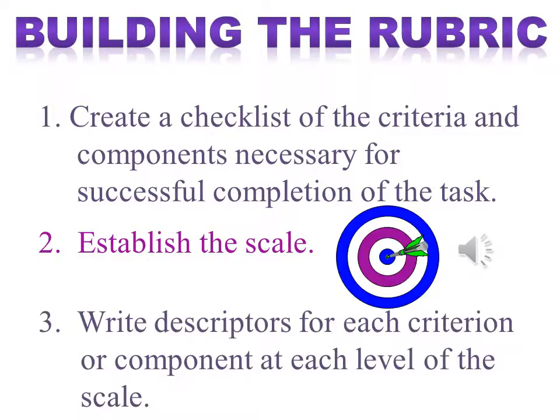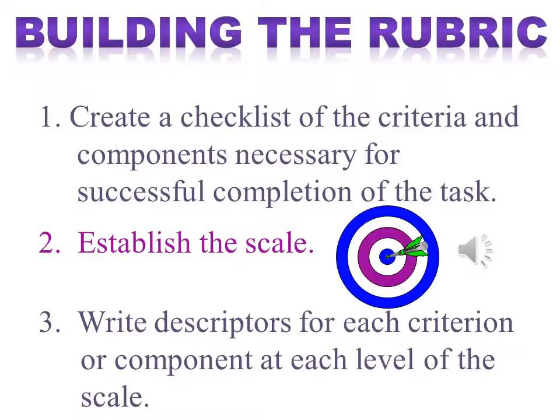Now we're going to build a rubric. First, you need to create a checklist of the criteria and the components necessary for successful completion of a task. This is part of your written assignments for this week, so have fun with it. Do one like the sundaes or creating a wonderful dinner or a great date, whatever. Be creative and have a little bit of fun.